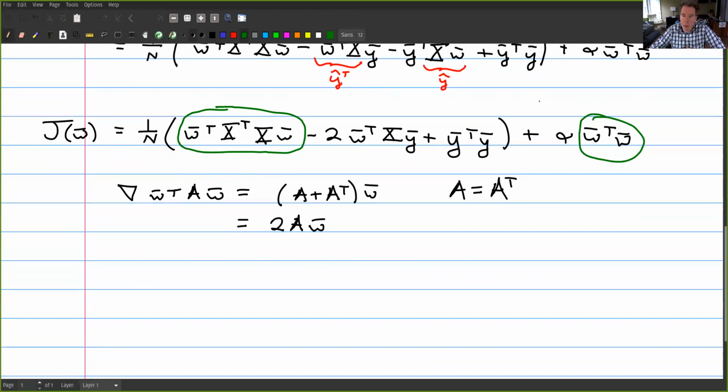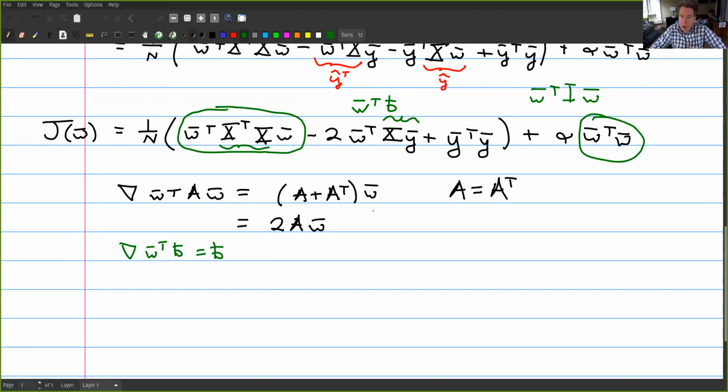Another way to think of what that is: WT times the identity matrix times W. And of course, the identity matrix is a symmetric matrix, and X transpose times X is also a symmetric matrix. So we can use this formula in those 2 places. For this part, you can think of this as just WT times some other vector B, where B is playing this role here. And remember, we also have this formula: the gradient of WT times B is just B, okay?